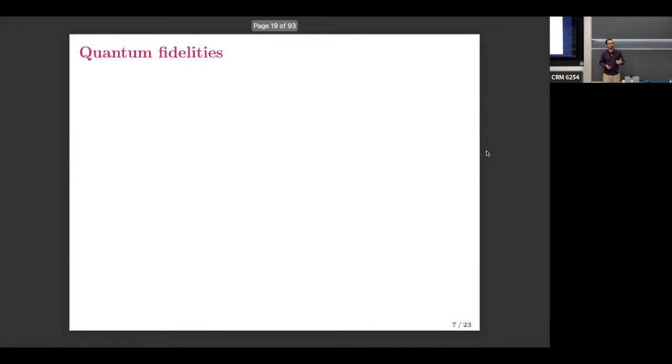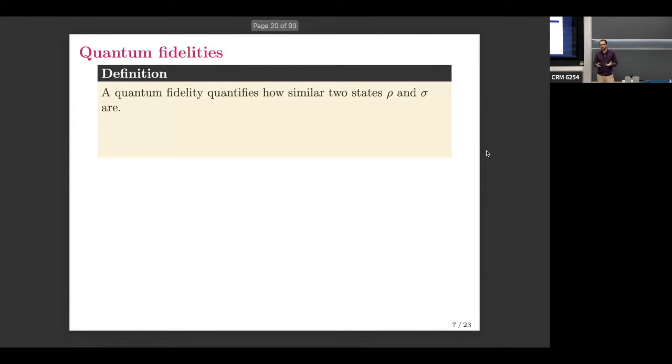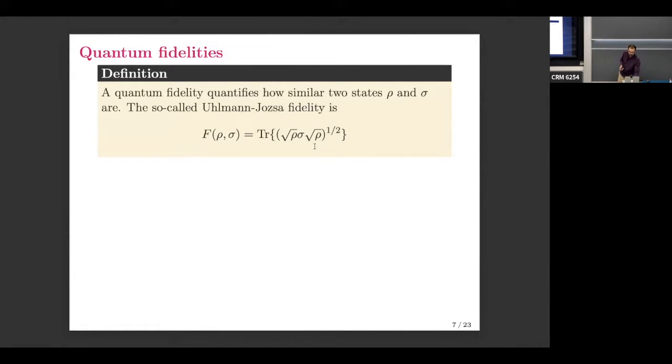Right, so let's start. The definition of a fidelity is basically this: if you have two states, rho and sigma, it tells you how similar these two states are. And by state, I mean density matrices with trace 1. So it can be a projector on a pure state, a Fermi state, whatever state you want. The canonical definition of a fidelity is the Uhlmann-Jozsa fidelity, which reads: you have this trace and then some function of rho and sigma to the power 1/2.